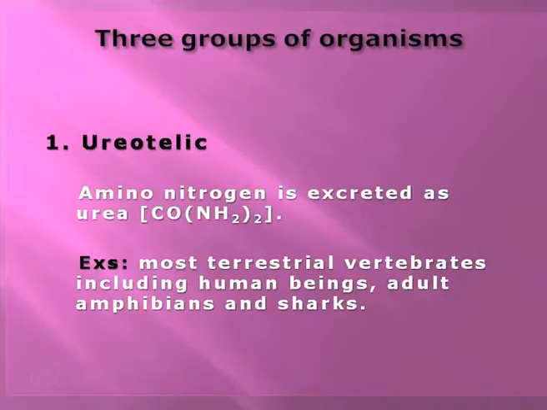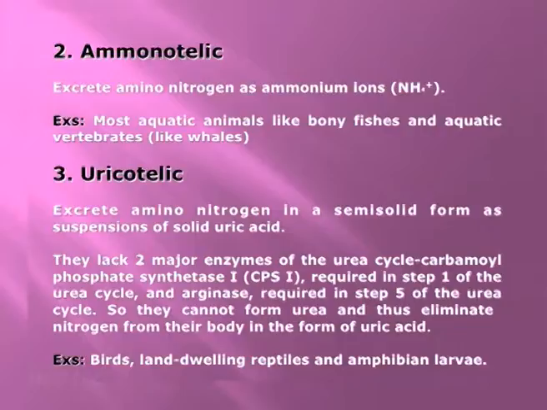Living organisms which excrete the excess amino nitrogen as urea are called ureotelic organisms. Examples include terrestrial vertebrates, adult amphibians, and sharks. The next group includes ammonotelic organisms. These are organisms which excrete the excess amino nitrogen in the form of ammonium ion. Most aquatic animals like bony fishes and aquatic vertebrates excrete amino nitrogen in this way.